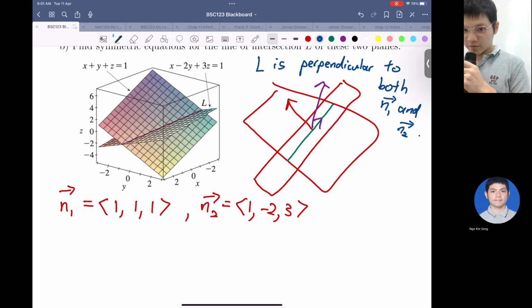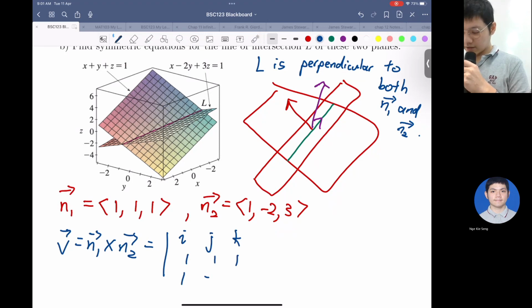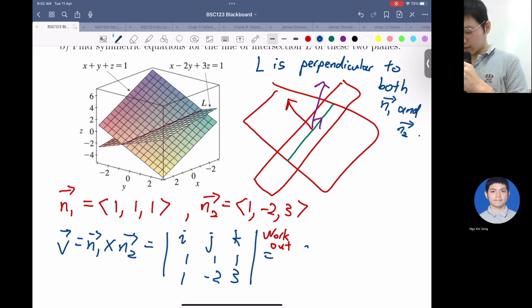So what do you do? You take the cross product. In this case, we will do it with 1, 1, 1 and 1, minus 1, 3. So do the cross product and work it out. And then you will see that it's actually 5i minus 2j minus 3k.